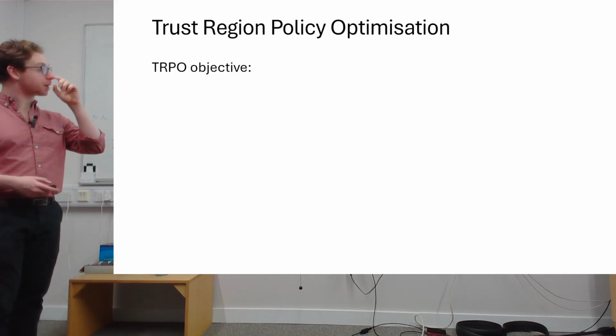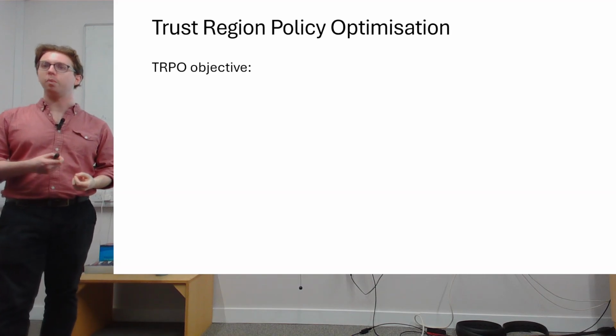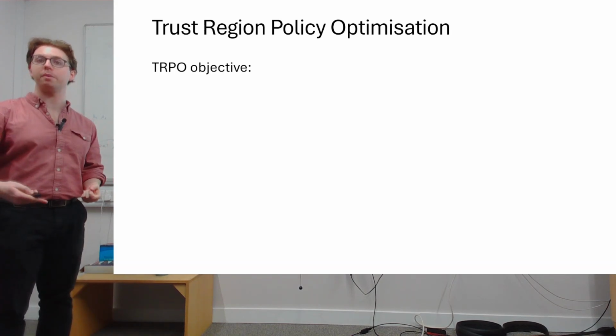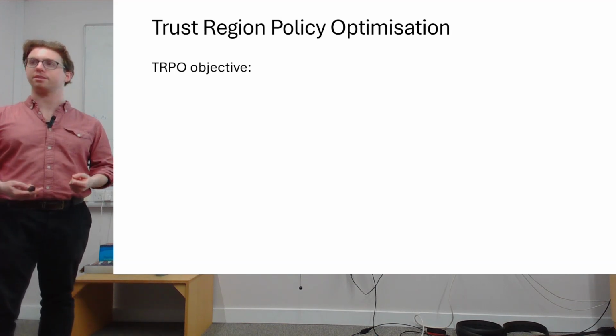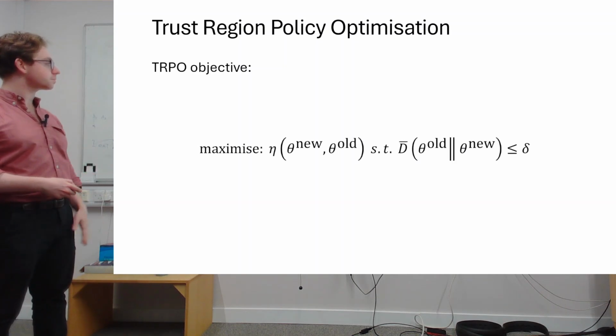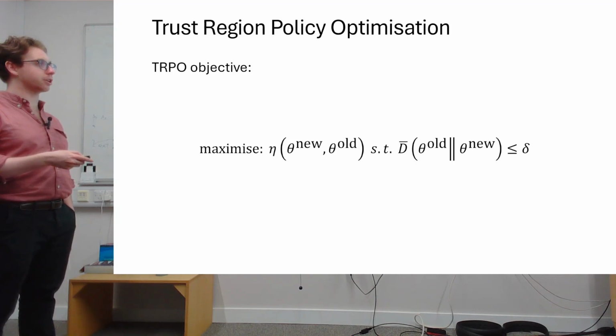So the TRPO objective differs from the natural policy gradient objective, where we are penalizing distance, right? We're taking the surrogate advantage and we're penalizing how far away we are. In trust region policy optimization, instead we constrain distance. So we're not penalizing distance anymore, we're constraining distance. This is how they differ. So I'm going to maximize the surrogate advantage over all theta new, such that the distance under the average KL divergence is less than or equal to delta.